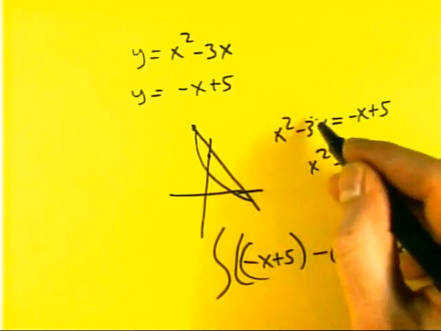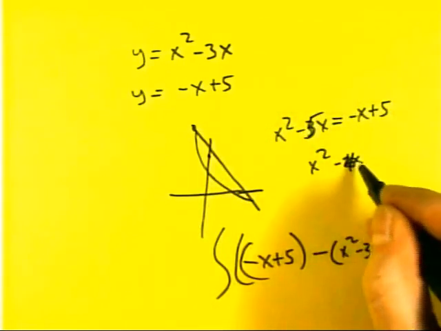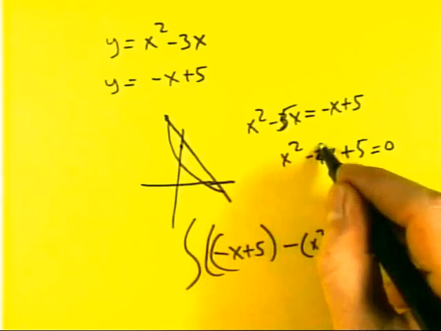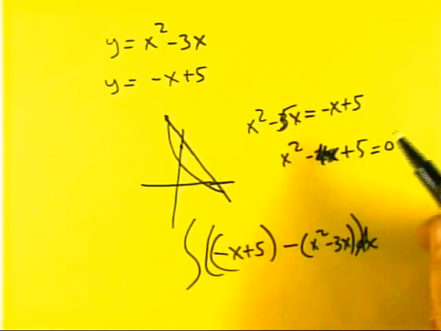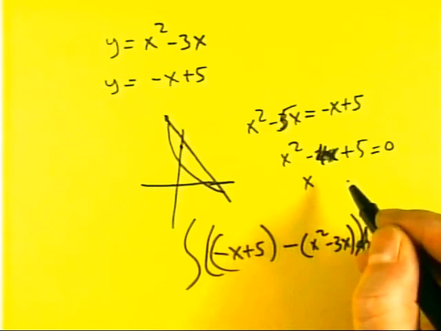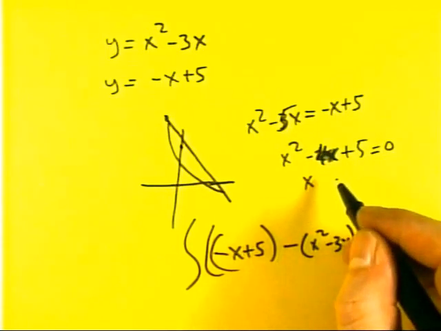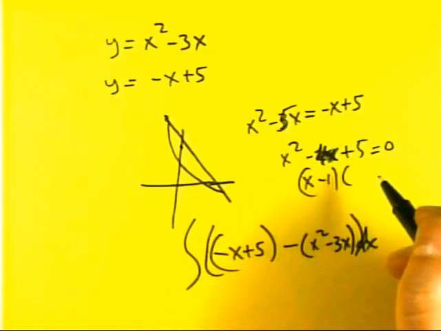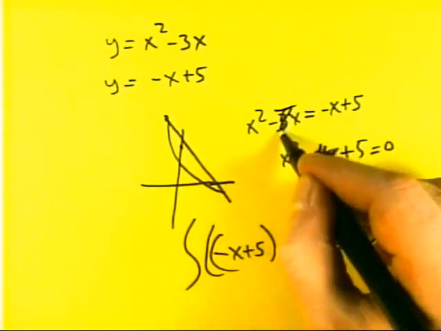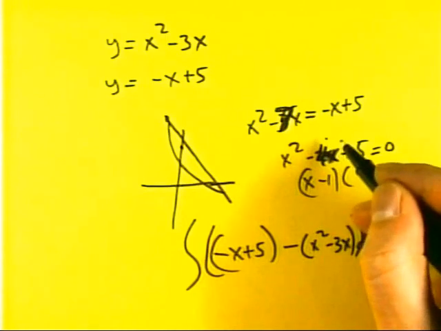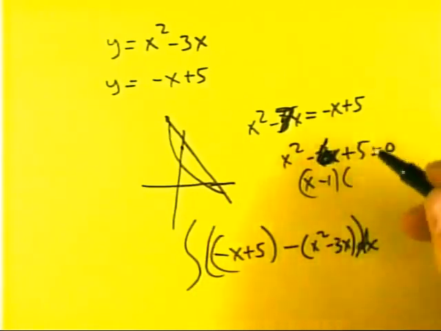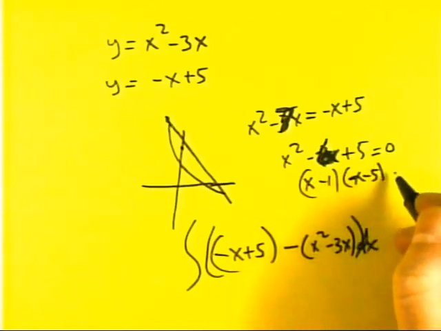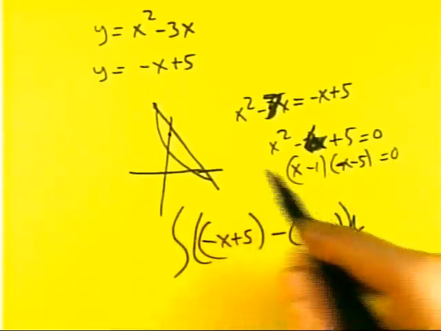This was supposed to be 5x, sorry. So it's 4x plus 5 equals 0, and then you're going to FOIL it. I wanted you to do it without a calculator. What does that come out to be? It should be x minus 1 and x minus 5, right? Okay, so therefore they would meet at 1 and 5.